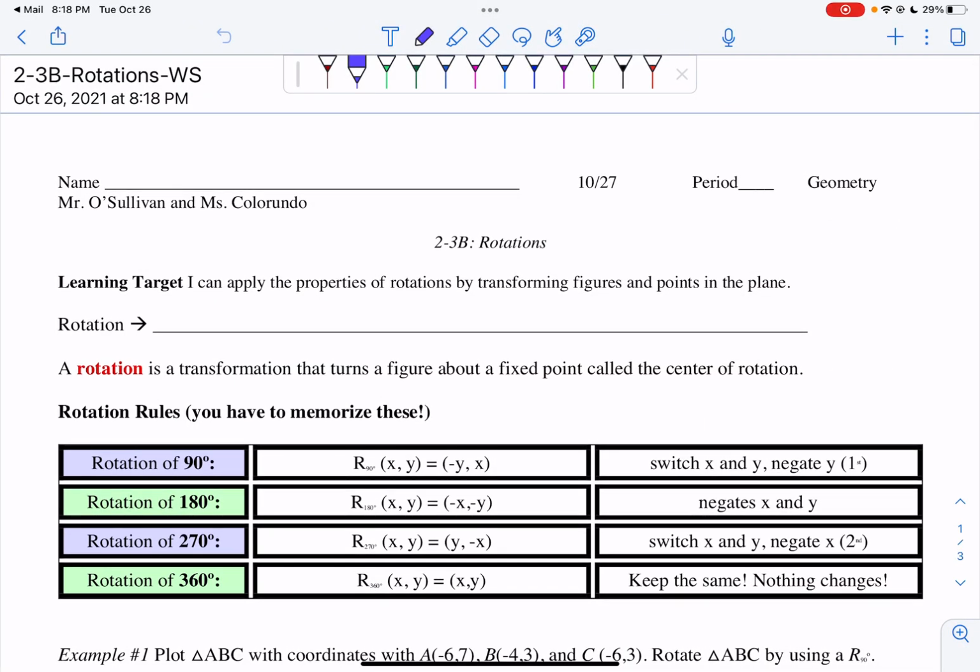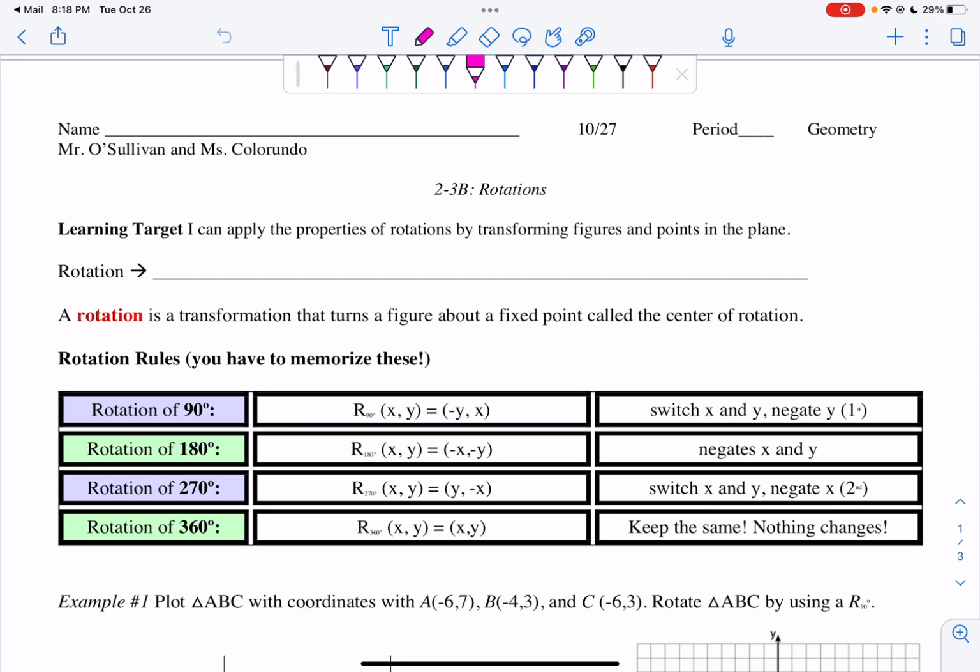Today we're going to be doing a reteach of rotations. So today's learning target is the same as the other days. I can apply the properties of rotations by transforming figures and points in the plane. Just remember, whenever you hear the word rotation, Miss C and I want you to think of turning. All you're doing is just turning your object over. So a rotation is simply a transformation that turns a figure about a fixed point called the center of rotation.